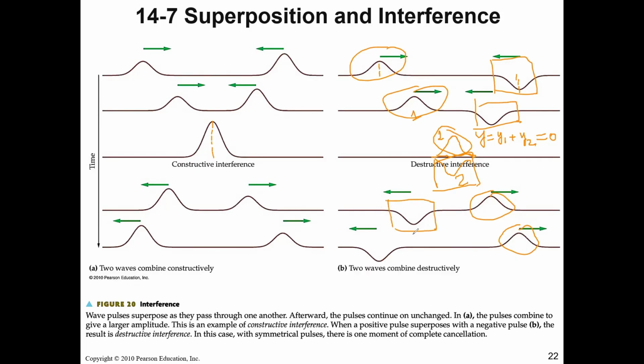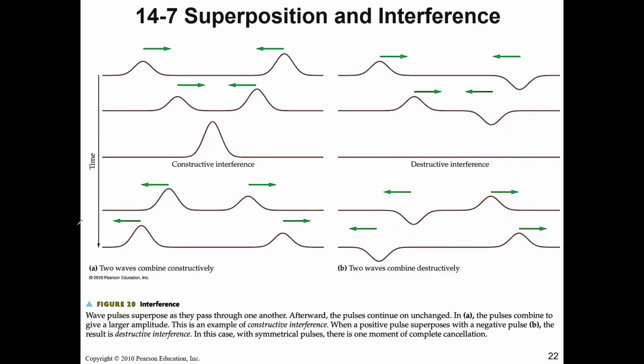Just at this specific time, the two waves overlap in space and add up together to give you this interference, where the total wave goes to 0, at this specific time slice. So this phenomenon is called interference. Wave pulses superpose as they pass through one another. Afterwards, the pulses continue on unchanged, right?